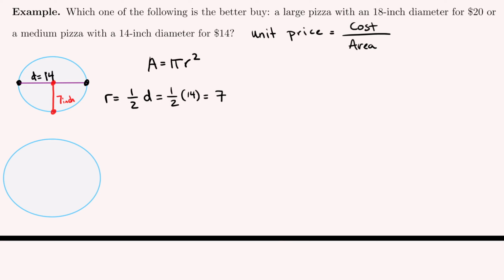Similarly, I've labeled the diameter on the diagram and the radius for the larger pizza. We know the larger pizza is an 18-inch diameter. Now halfway across that is exactly 9 inches. So the radius for the larger pizza is 9 inches.